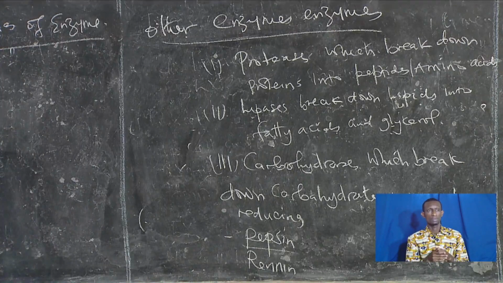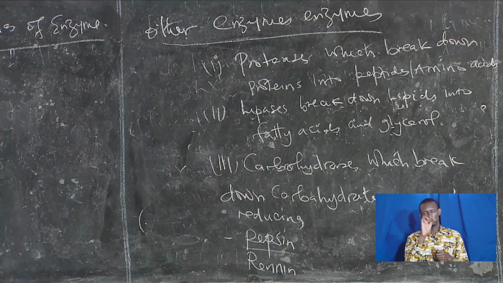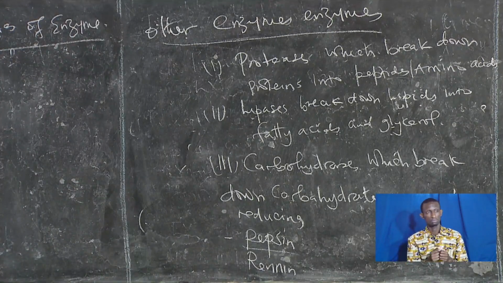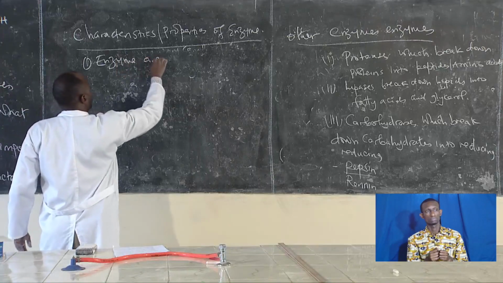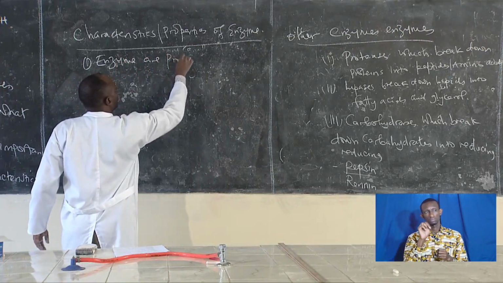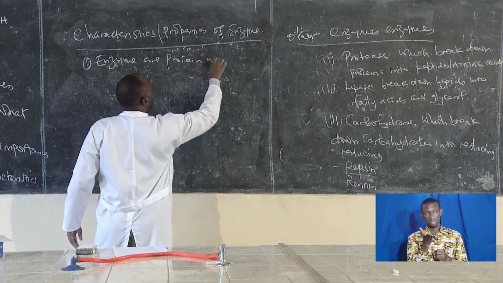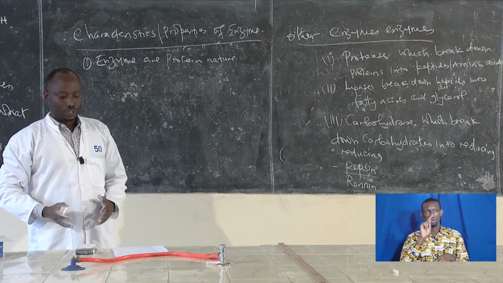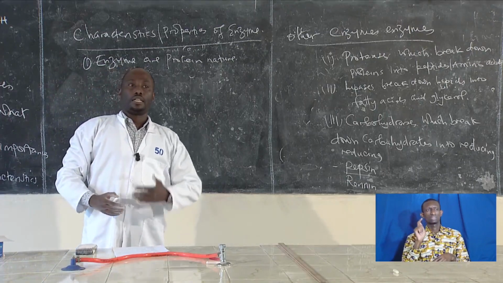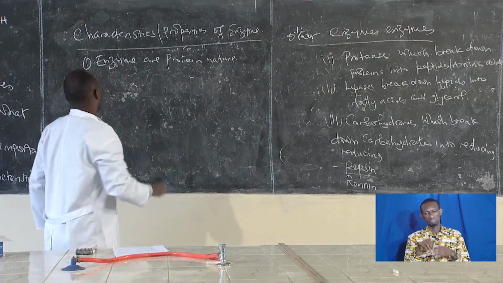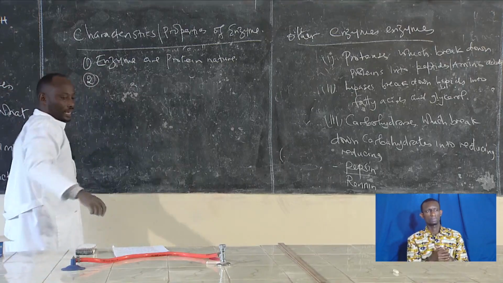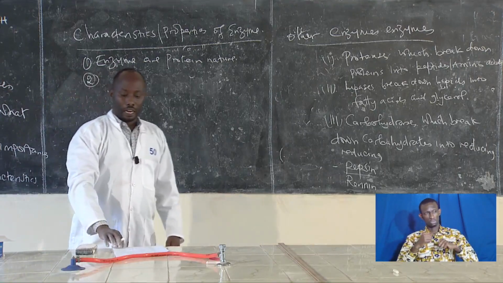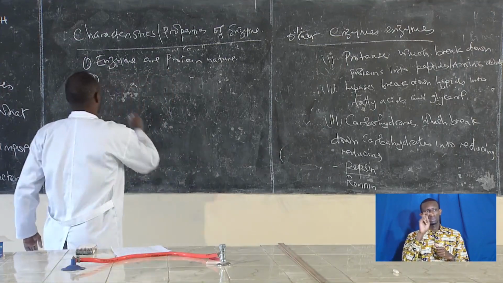they are protein in nature. Number one, enzymes are protein in nature. If I say they are protein in nature, it means that all enzymes are protein in nature, and it means that the enzymes are made up of proteins. Number two, we can say enzymes are affected by temperature.